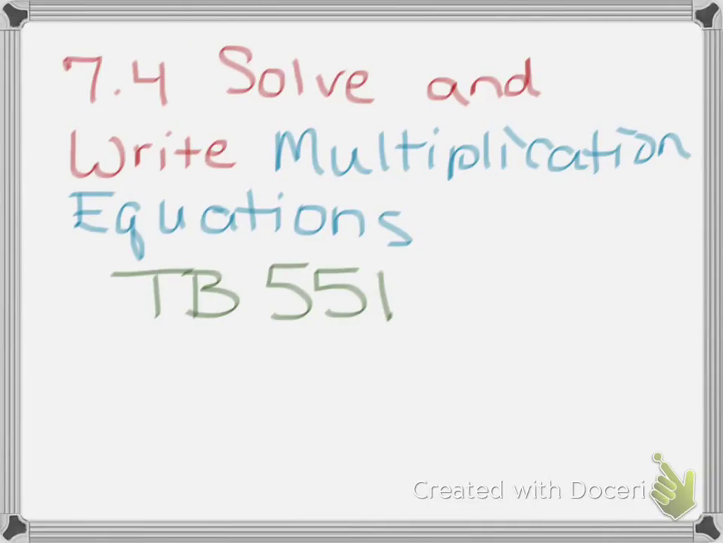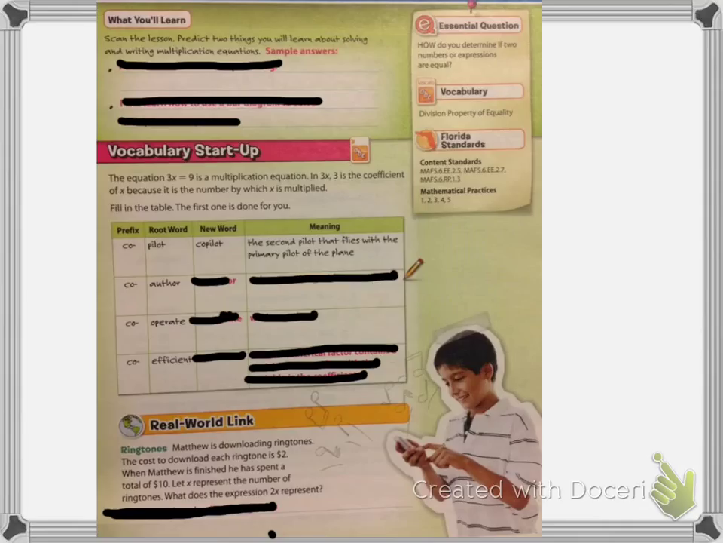Today we're going to be working on Chapter 7, Section 4, which is Solve and Write Multiplication Equations, and this is going to start on textbook page 551. Let's get started. At the top of textbook page 551, it says to scan the lesson and then predict two things that you will learn about solving and writing multiplication equations. So take just a second to look that over, and hopefully you will come up with the first one, which says I will learn how to solve by dividing.